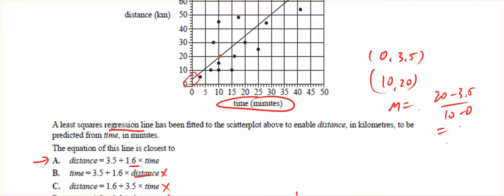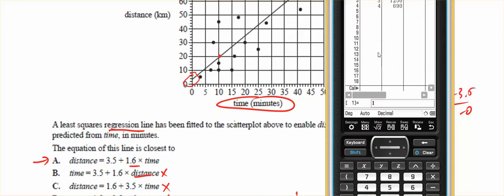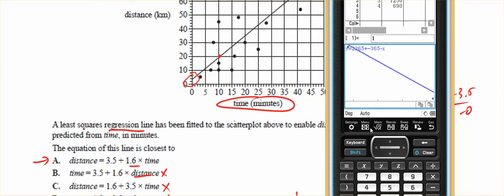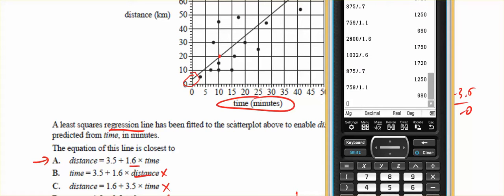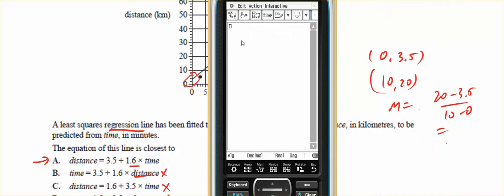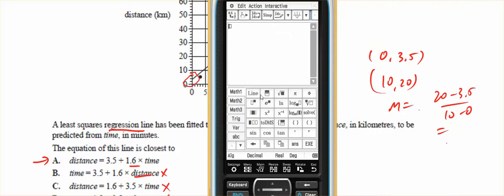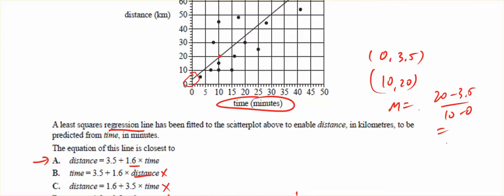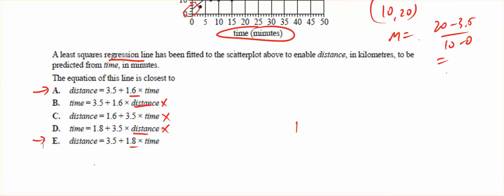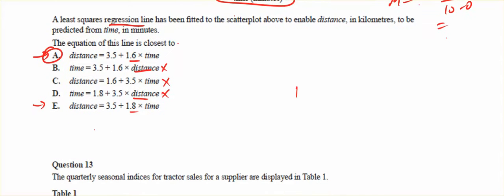So let's work that out using a calculator. I'm going to go main, edit, then use the fraction button: 20 minus 3.5 divided by 10 minus 0, which is just 10. Okay, 1.65. So it's around 1.6. It's a good estimate, so the option has to be A. Okay, so that's the quickest way you can do this question.